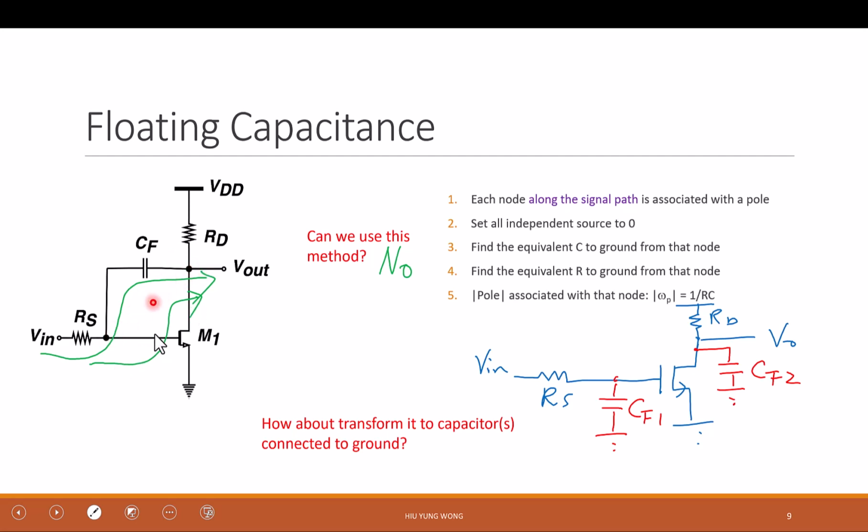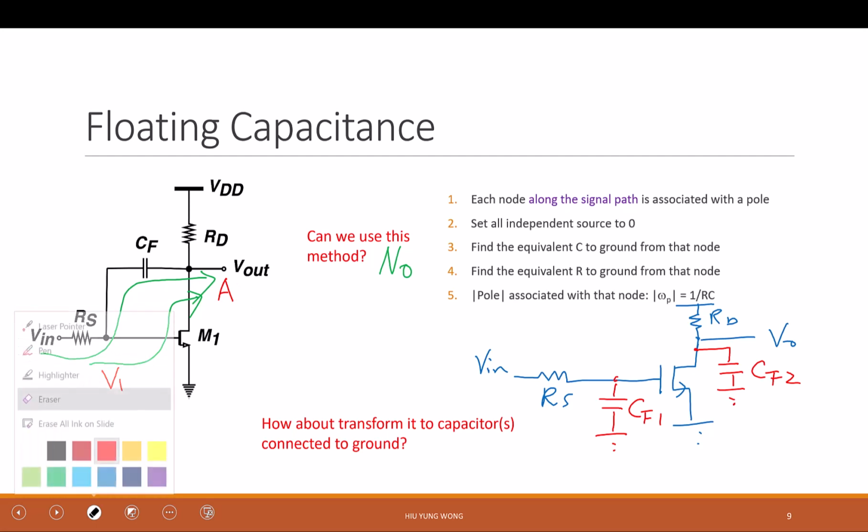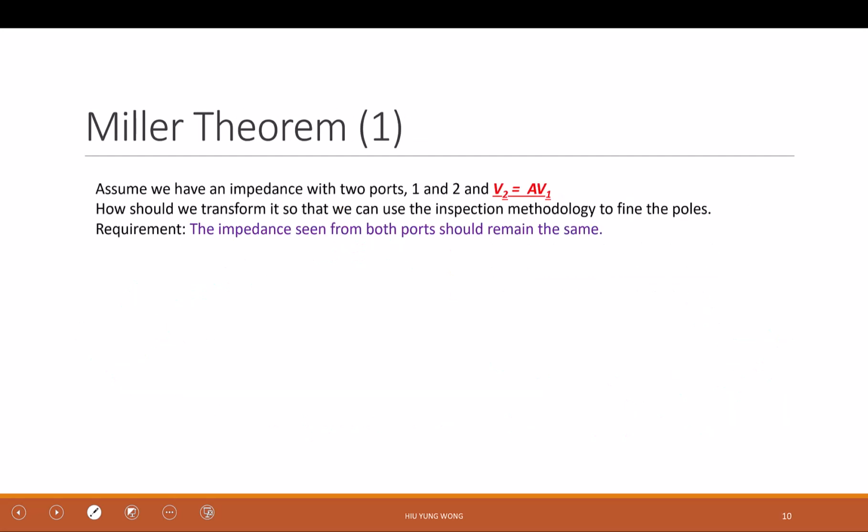They are not independent, right? For example, if this is V1, and if I ignore the capacitor, this one is like a gain times V1, which is just the gain of a common source amplifier. They have some relationship. So we assume that we have an impedance with two ports, and they are related by V2 equal to A times V1.